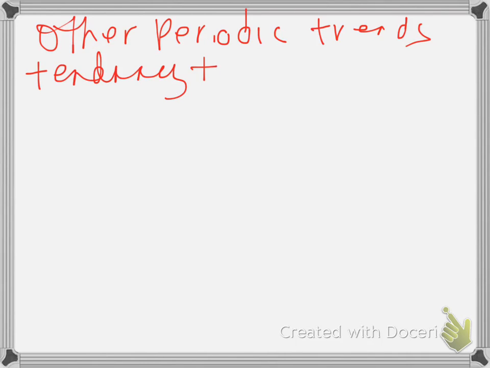Okay, this is the last podcast for this unit, and we're going to talk about other periodic trends. And so this is just sort of a couple other little ones. So other periodic trends would include a tendency to lose electrons.